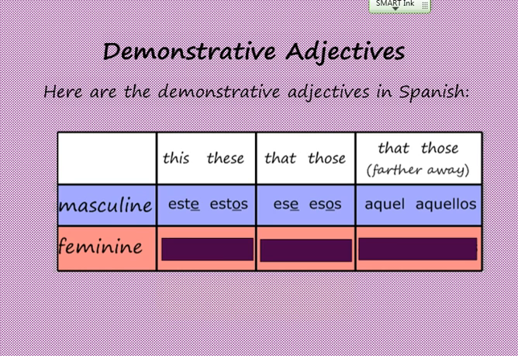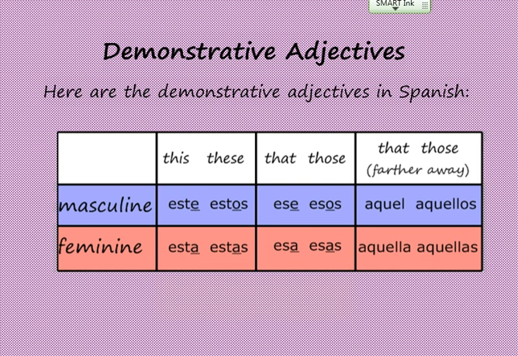The feminine adjectives follow exactly the same pattern, except that instead of an E or an O, we have A's. So to say, for example, this pizza, esta pizza, or these pizzas, estas pizzas. If I'm referring to a pizza that is close to me, but that I'm not holding or that's not immediately in front of me, I would say esa pizza, right? That pizza that's in front of me. But if I want to refer to a pizza on the other side of the room, or maybe I'm talking about that pizza that I had last night that I can't see anymore, aquella pizza. So go ahead and pause the video if you need to in order to finish filling in this chart.